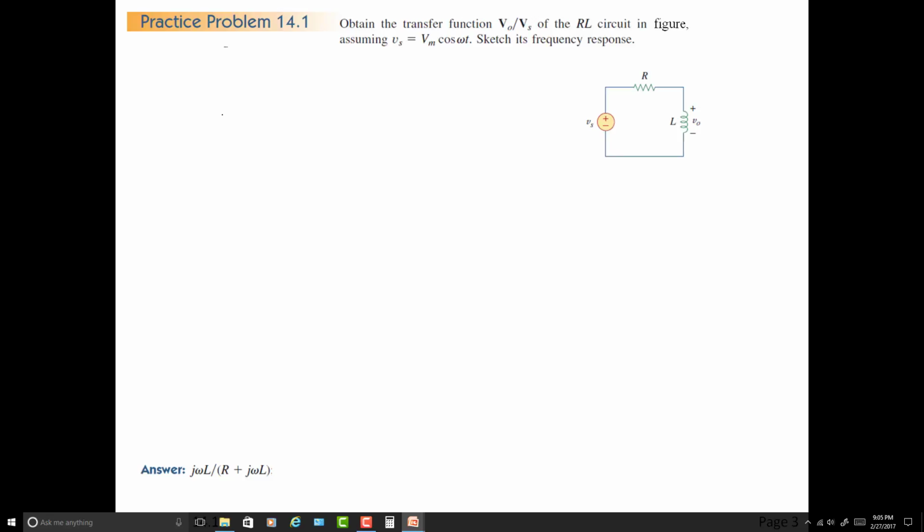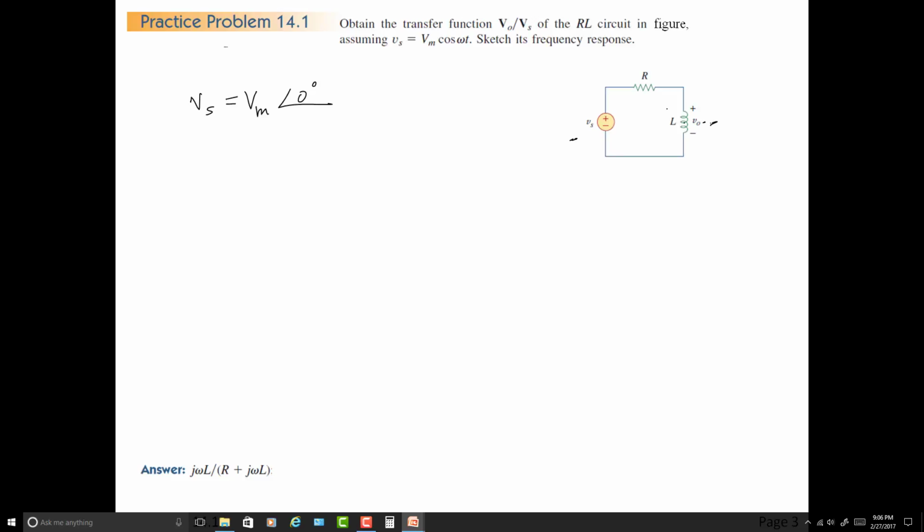So here we go with this one. We've got a simple driving function here. That's just Vs, right? And we can just say as a starting point that it's some magnitude at an angle of 0 degrees. And we've been doing this all along, right?